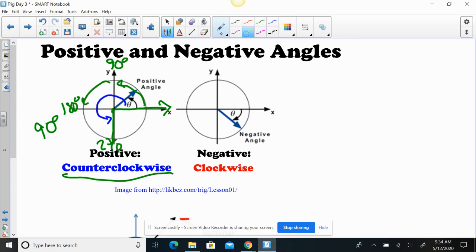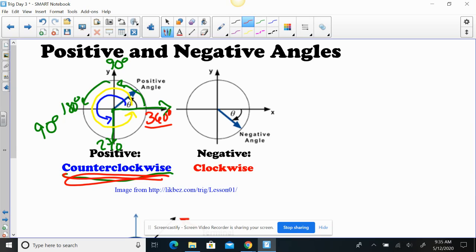If I went all the way around, I know sometimes we all have little silly things, but remember, all the way around any circle is 360 degrees. So positive angles go counterclockwise, and you can use these axes as your reference points: 90, 180, 270, 360.